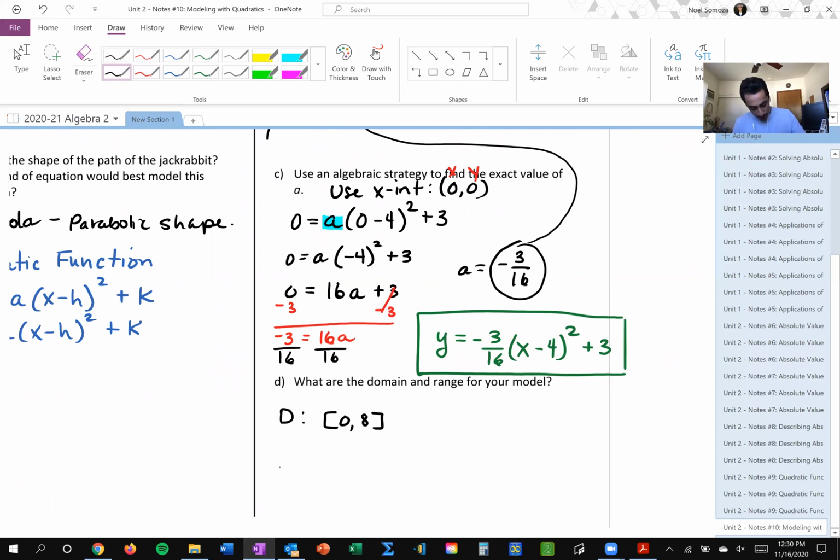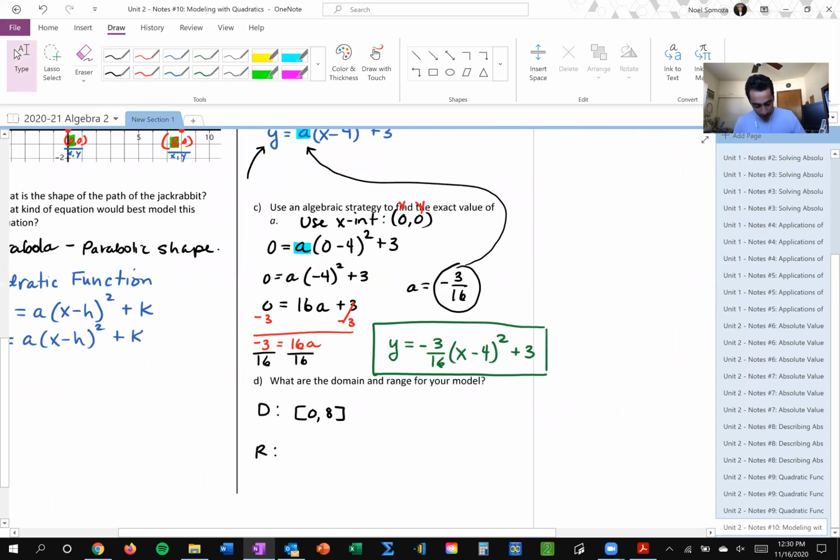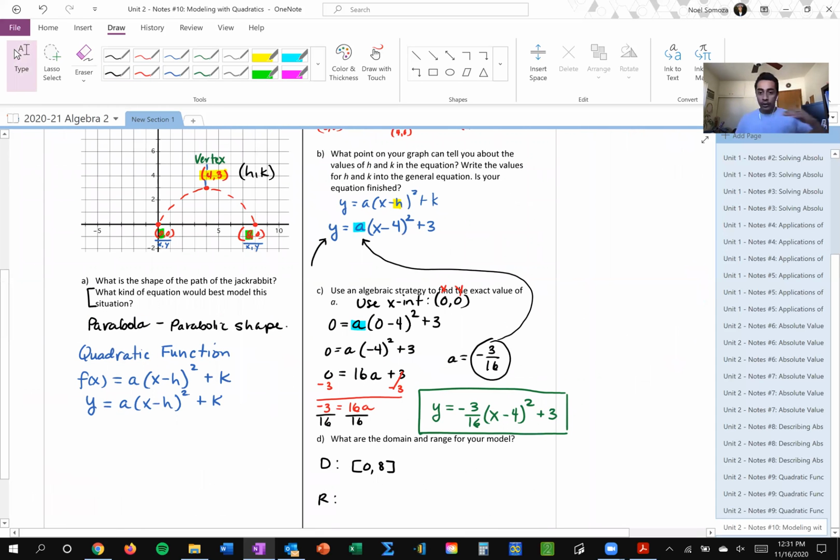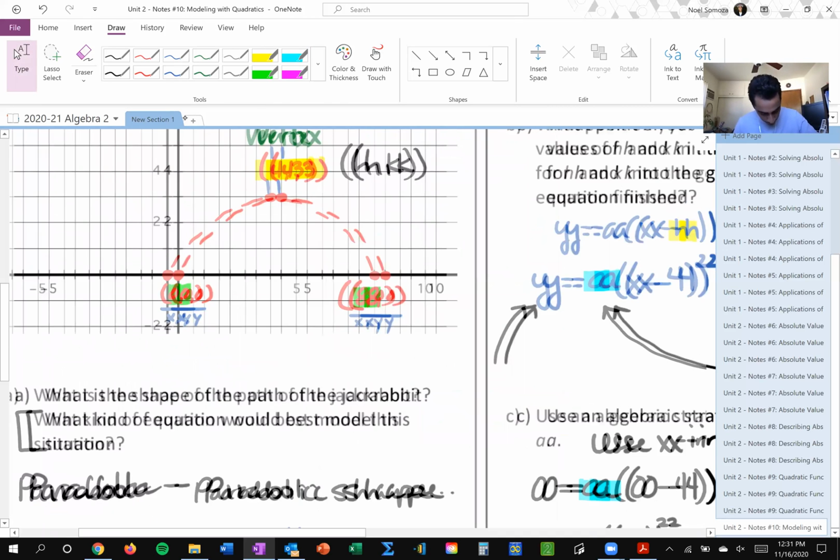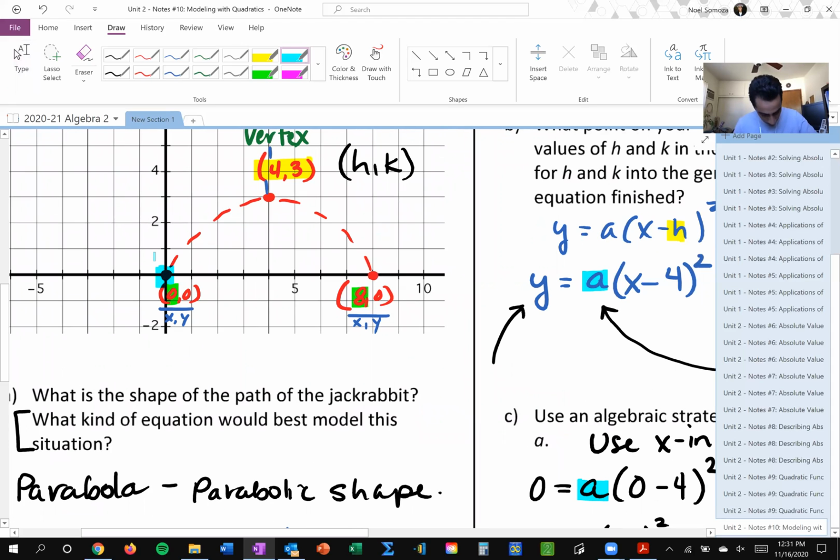And then for the range, similar idea, right? What's the lowest y value we have? What's the maximum y value we have? We're talking about a bunny jumping from the ground, and then it lands on the ground. So it makes sense that the ground is represented by 0. So the y value here up to here, my range only goes between 0 and 3. Yeah, from 0 to 3.